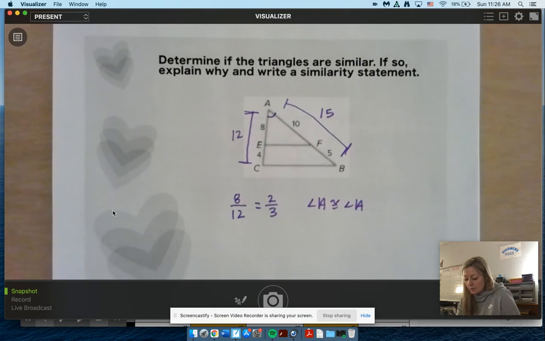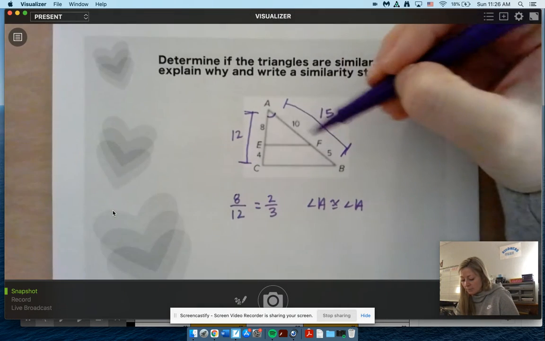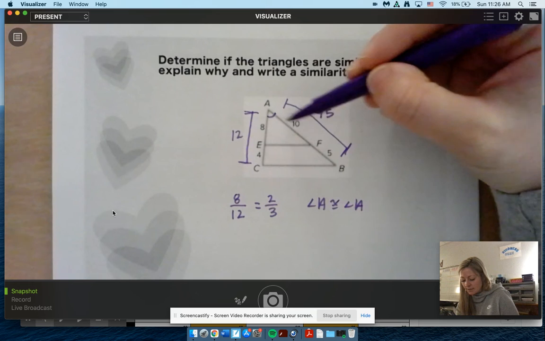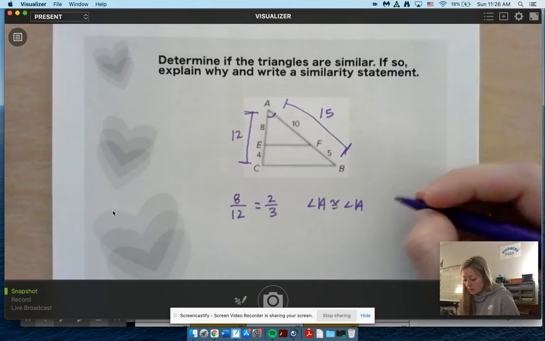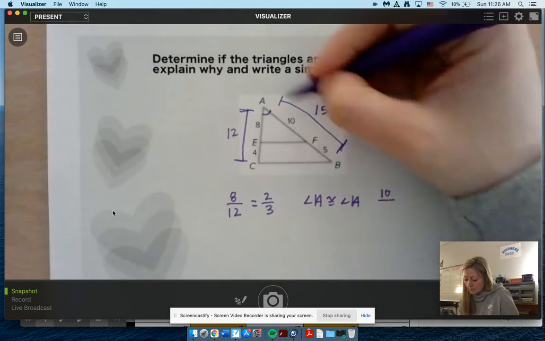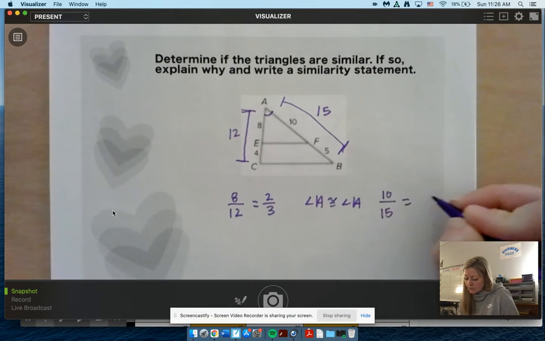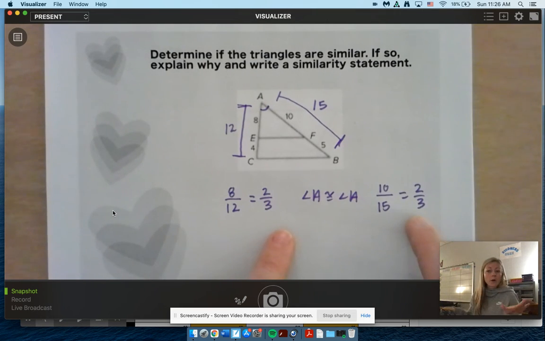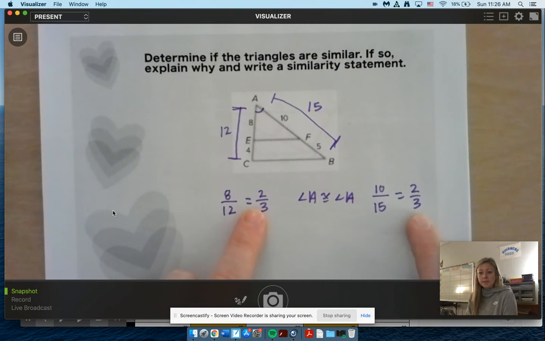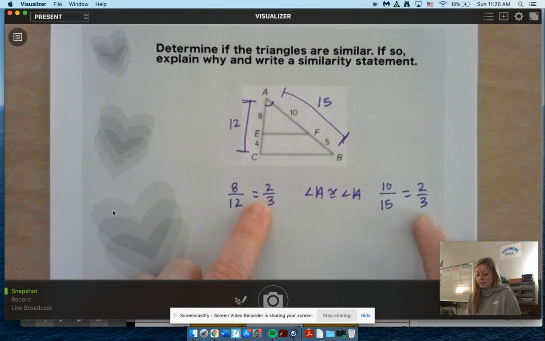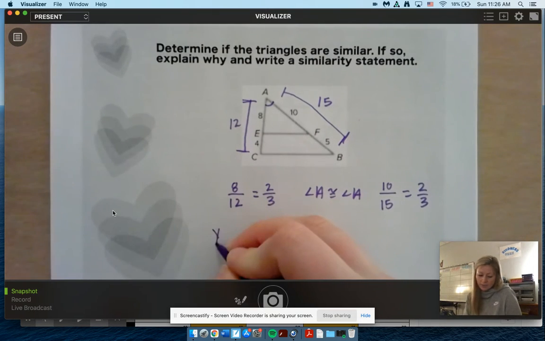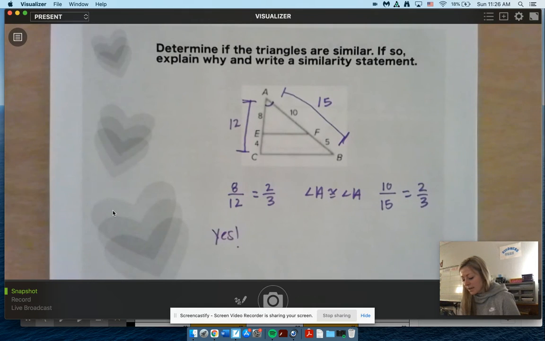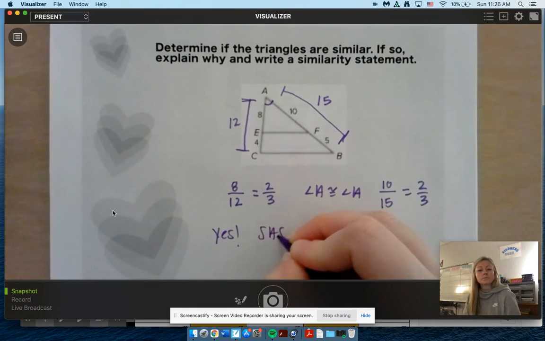And then our last side that we need to compare is our bigger side on the small triangle, which is 10. So 10 over 15. And it does reduce to 2/3. Had we got something different here, like let's say we got 3/4 instead of 2/3, this would be a no-go. They would not be similar. But since we have two sides that are proportional, they have the same scale factor, and the included angle is congruent, they are similar. So we're going to say yes by side angle side similarity.